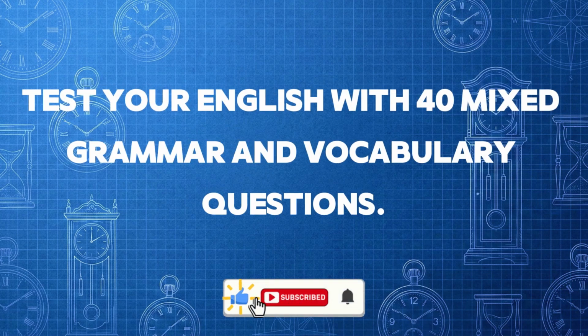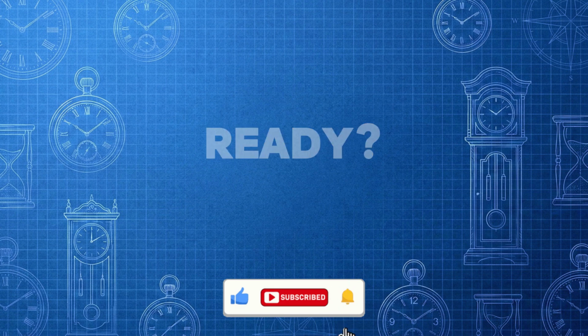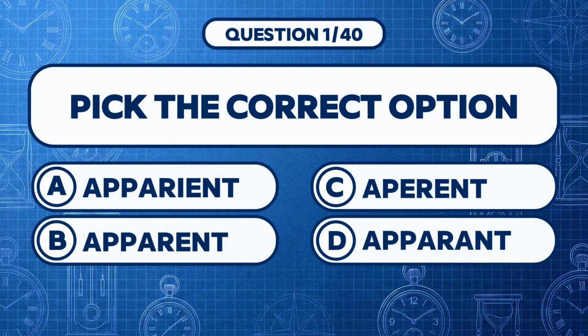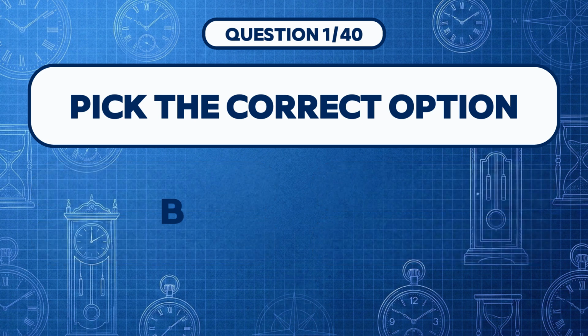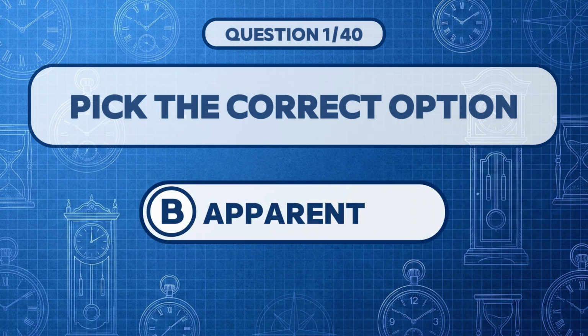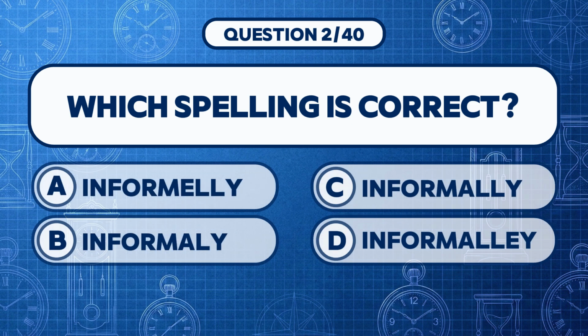Test your English with 40 mixed grammar and vocabulary questions. Ready? Pick the correct option. Answer B, apparent. Which spelling is correct?